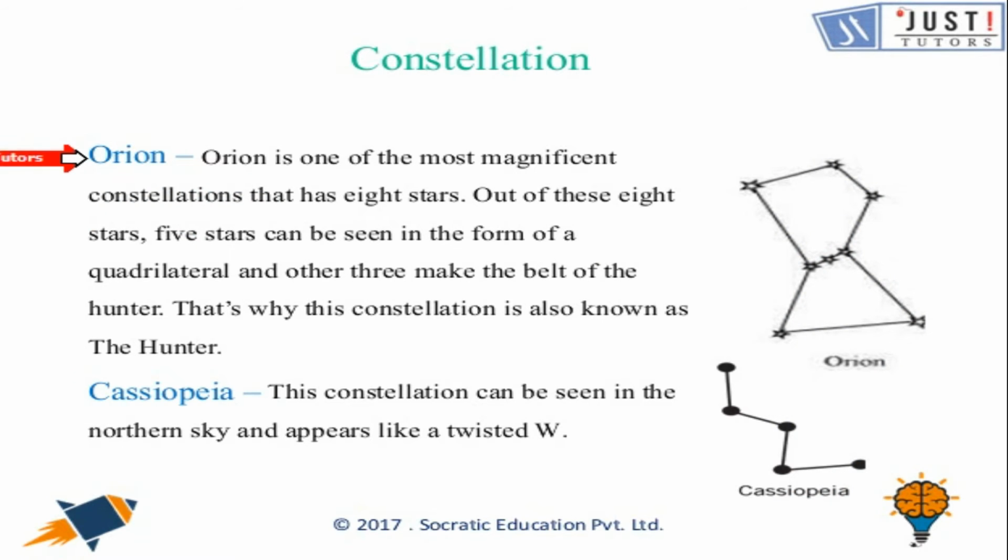And the next one is Orion. The Orion constellation is visible in the southern sky, and this can be easily seen during summer months in India. Cassiopeia is easily recognizable due to its distinctive W shape formed by 5 bright stars. So that was all about different kinds of constellations.